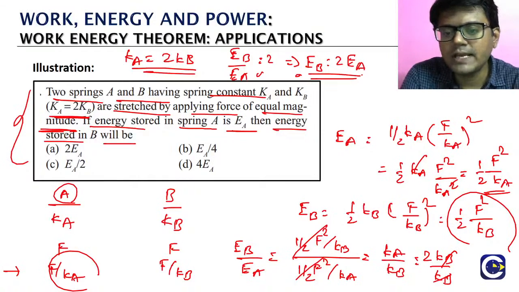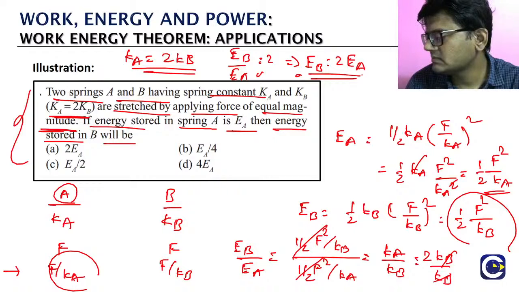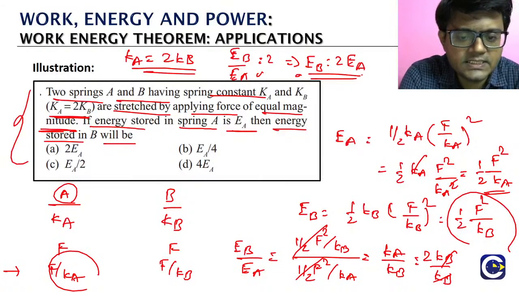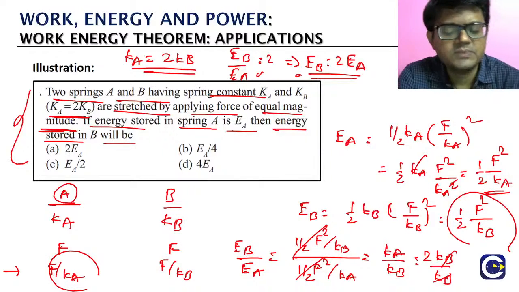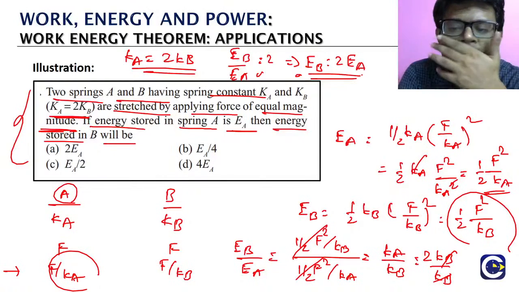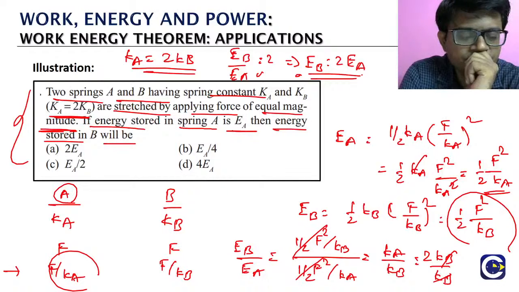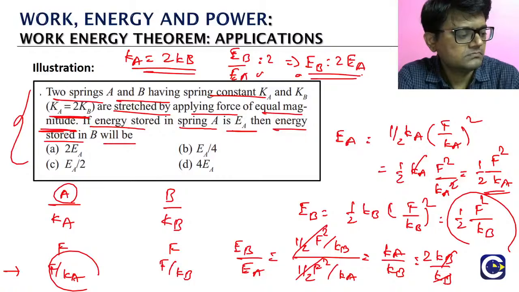So அதுக்கப்புறம் we are looking at what is the relation in terms of their spring energies. So what is the answer? EB should be equal to what? 2 times of EA. Okay.